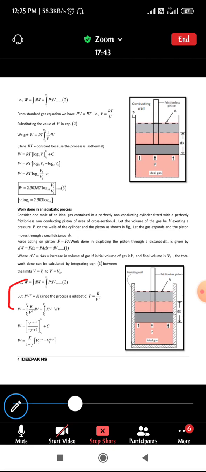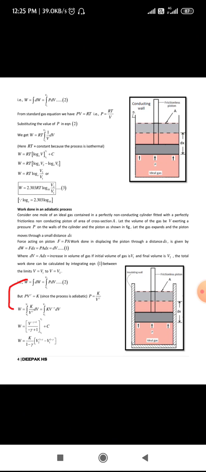So you can see here, this is a cylinder with perfectly conducting walls, and it consists of a frictionless piston, where A is the area of the piston, and this cylinder encloses 1 mole of an ideal gas. As you know, when the gas is allowed to expand, the gas molecules exert pressure on the piston, so the piston moves in the upward direction. Let us consider dx as the displacement.